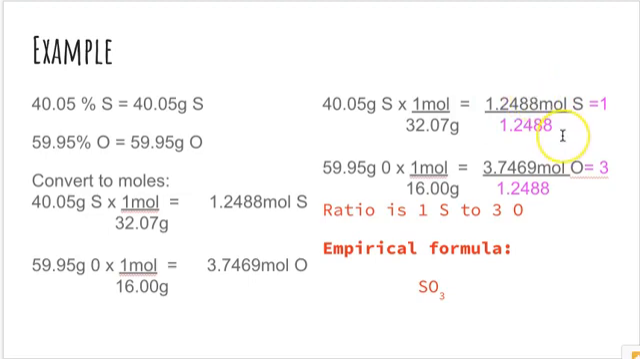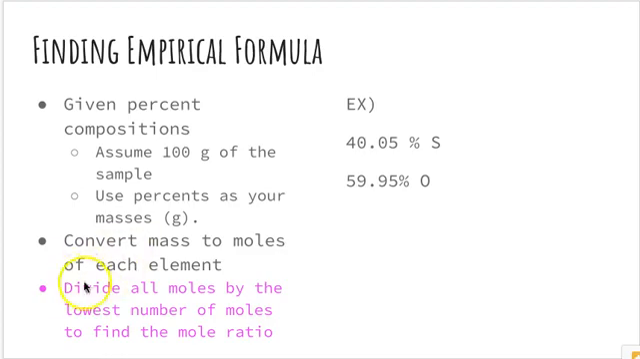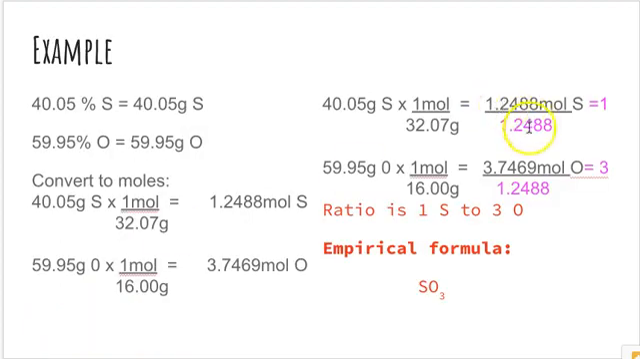And now this pink part, this was that last step here on this previous slide. I'm going to divide all of my moles that I just calculated by the lowest number of moles. So my lowest is 1.2488, right? I just compare my mole numbers. So this is 1.2488, this is 3.7469, this one's lower. I'm going to divide both of these by my lowest mole number. And what that's going to do is that's going to give me an answer of 1.